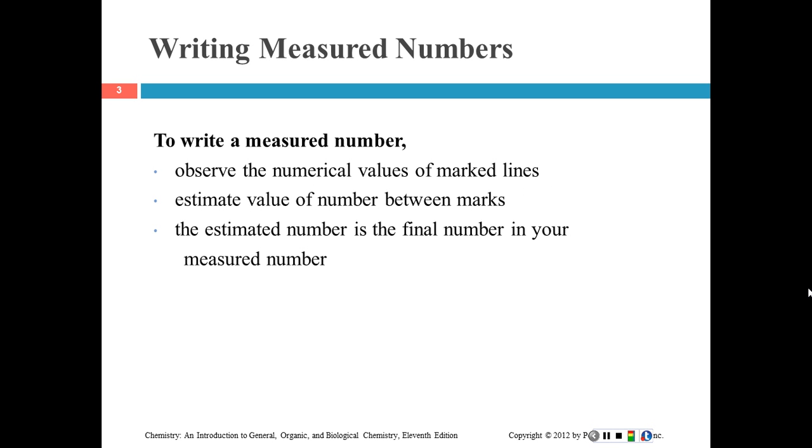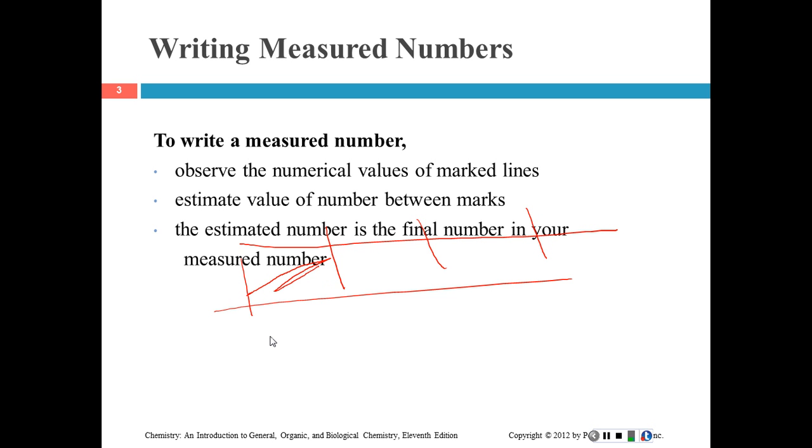When you write a measured number, you're going to be measuring with something, whether it's a yardstick or the bathroom scales or whatever, and it'll have certain marks on it, like how a ruler has different marks on it, okay? So you'll measure from one to the other. Okay, but if whatever you're measuring only falls to like right here, you may have to make an estimate right there. And so your final number in a measurement is typically an estimate.